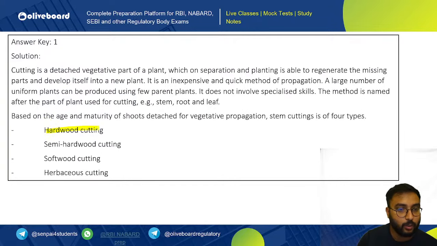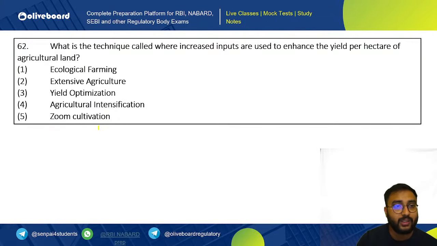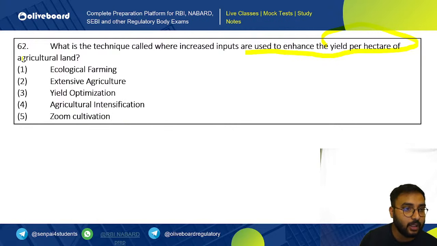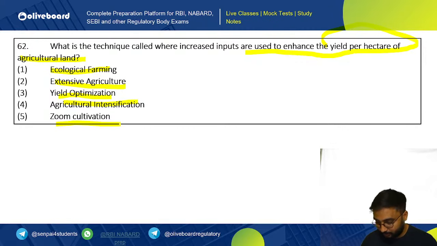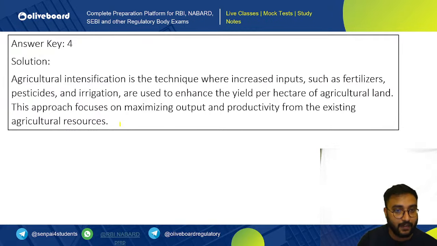So the answer is hardwood cutting. What is the technique called where increased inputs are used to enhance yield per hectare of agricultural land? Ecological farming, extensive agriculture, yield optimization, agricultural intensification, zoom cultivation. So the answer is agricultural intensification.